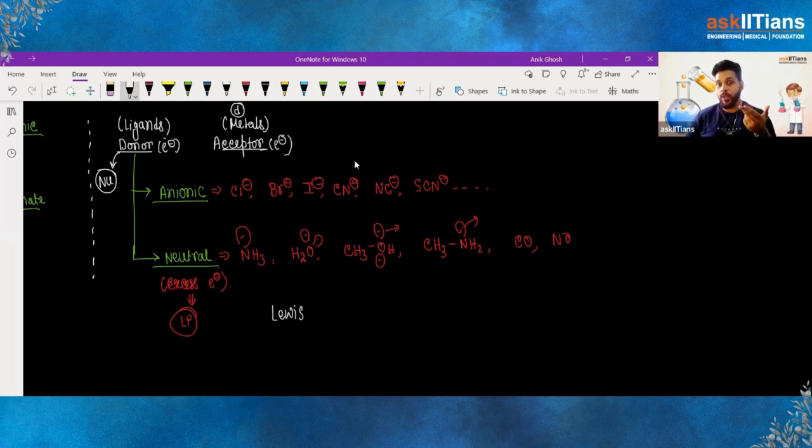Lewis bases. They are all Lewis bases present. I guess we are clear up to this stage. Okay, now, coming to the next part.